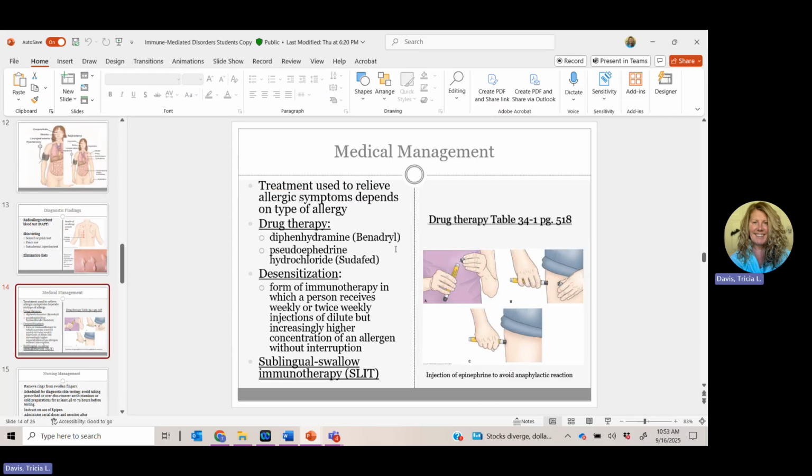All right, so what do we typically do to treat allergies? It's going to depend on how severe the allergy is. We commonly use diphenhydramine over the counter, which is Benadryl. That's a great thing that works very well. We can also use Sudafed, which is pseudoephedrine hydrochloride, also sold over the counter. These do very well for giving immediate relief to patients suffering from allergies and maintaining them on the long term. We can also do something called desensitization.